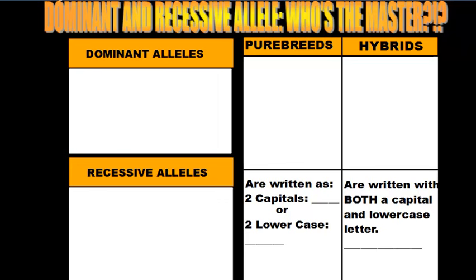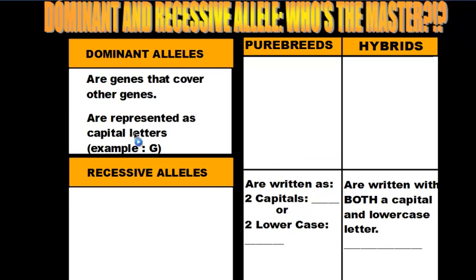Now, before we move on, there are certain phrases that you need to know in order to understand what's going on. When we talk about genetics, it's like learning a brand new language. So the first thing you need to know is what a dominant allele is. A dominant allele is a gene or an allele that covers another gene or an allele. So for example, the green color was the dominant allele in our example with the pea pods. And when we write out a dominant allele, we always use it as a capital letter. It's always written as a capital. So the green color would be expressed as a capital G.